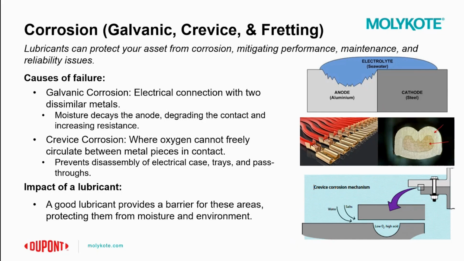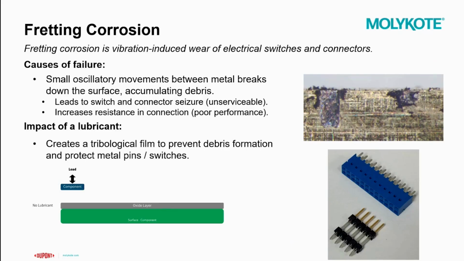Lubricants with high tack and great water washout resistance create a strong physical barrier to prevent exposure to moisture and other environmental factors. This ensures plugs and switches perform as intended for a longer time and protect the serviceability of the assemblies. The third form of corrosion we mentioned on the previous slide was fretting corrosion.